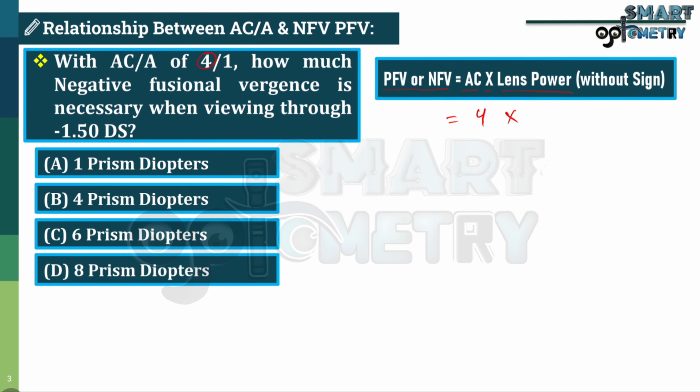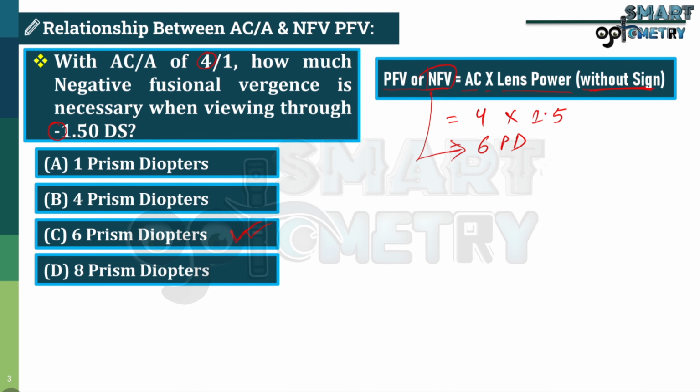Lens power, that is 1.5. We won't take the sign because in the formula it is mentioned that it is without sign. If we multiply 4 and 1.5, it will become 6 prism diopters. That means the required negative fusional vergence will be 6 prism diopters. The correct answer will be option C, 6 prism diopters.